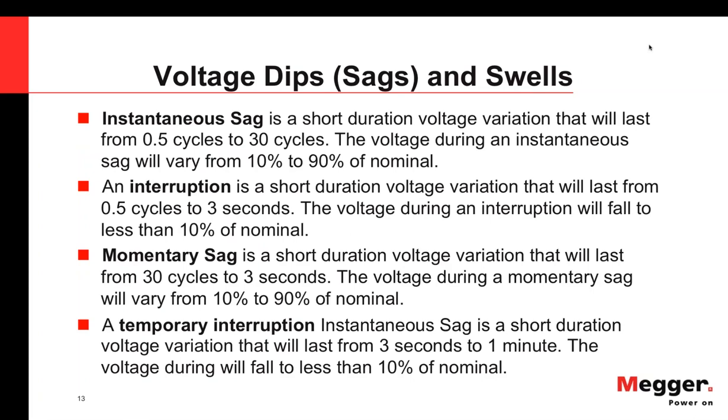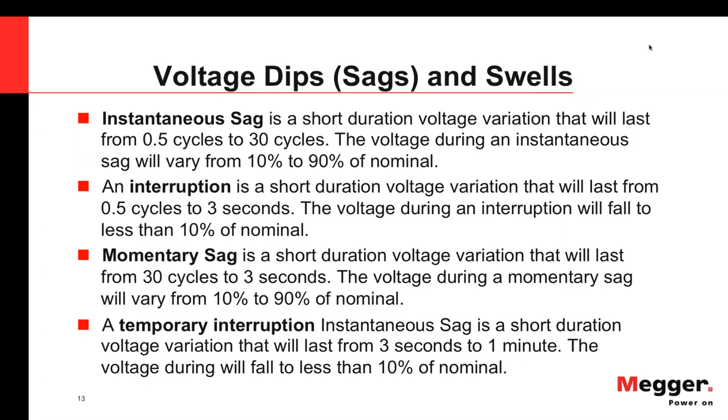Now, sags and swells are categorized in different ways, so you may hear different terminologies for them. There is the instantaneous sag. This is a short duration variation which lasts from 0.5 cycles to 30 cycles. The voltage during an instantaneous sag will vary from 10 to 90%. That's what we refer to as instantaneous sag.